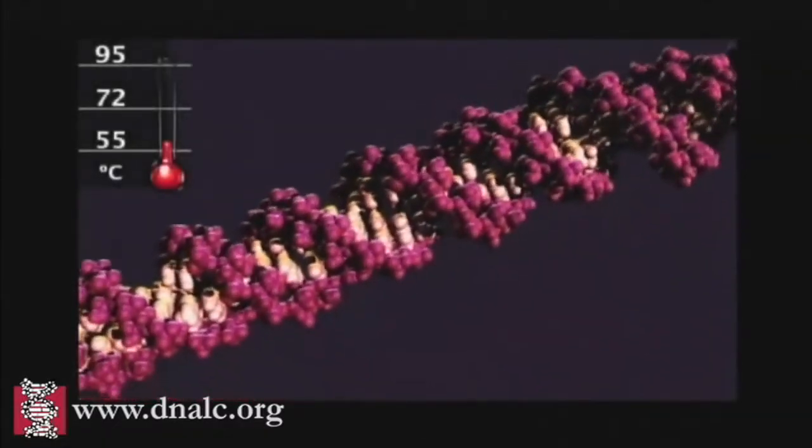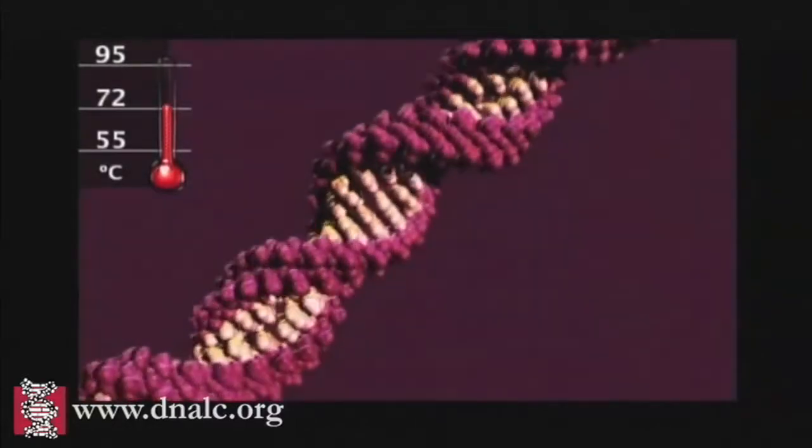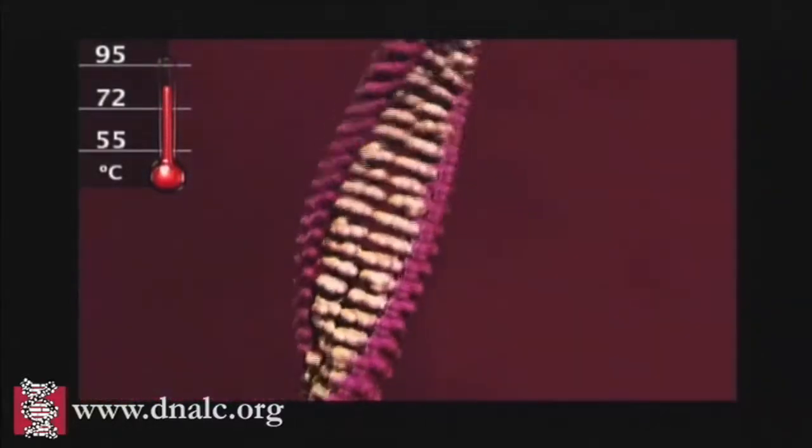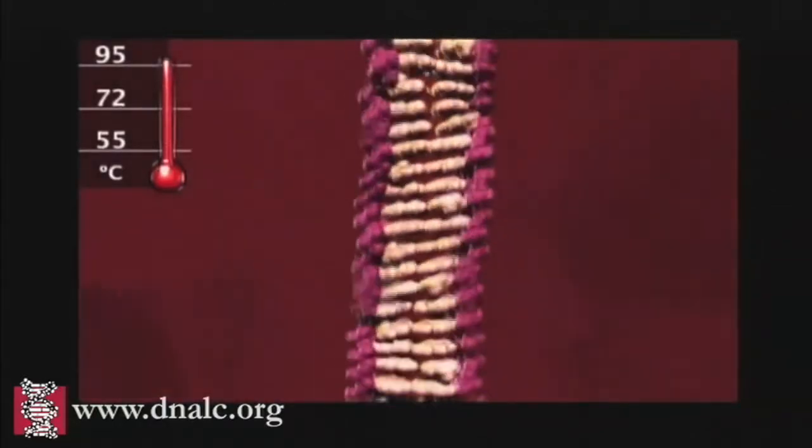Polymerase chain reaction, or PCR, uses repeated cycles of heating and cooling to make many copies of a specific region of DNA. First, the temperature is raised to near boiling, causing the double-stranded DNA to separate or denature into single strands.